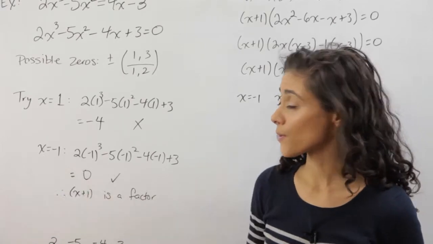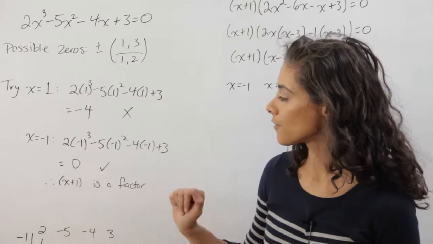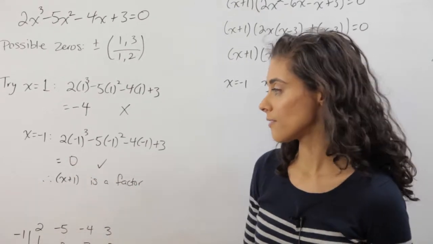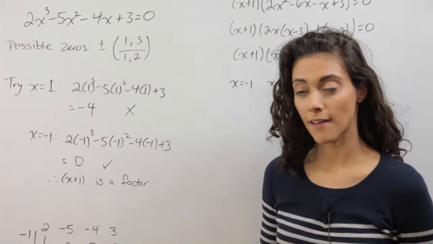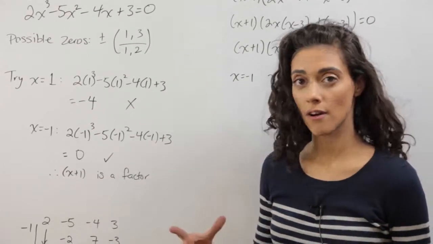I had more success with -1. When I plugged -1 into that function, I got 0, which means -1 is a zero, and therefore x plus 1 is a factor. But of course, we are not done. We just found one factor. There are a couple more.